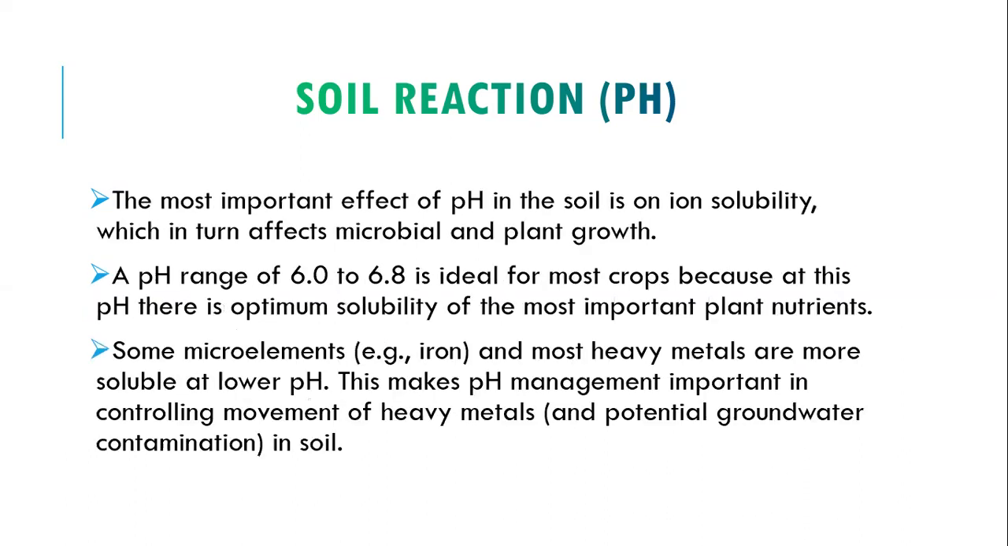Now, the most important effect of soil pH is on ion solubility, which in turn affects the microbiome and plant growth. A pH range, for example 6 to 6.8, is ideal for most crops, because at this pH there is optimum solubility of the most important plant nutrients. Some micro elements, for example iron and most heavy metals, are more soluble at a low pH, which makes pH management important in controlling the movement of heavy metals and potential groundwater contamination in the soil.